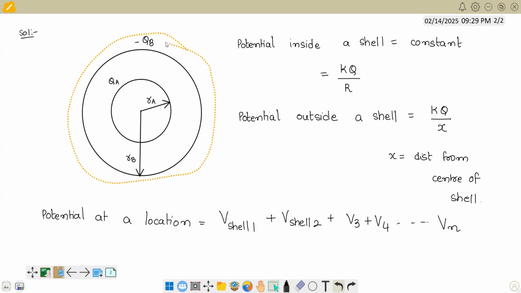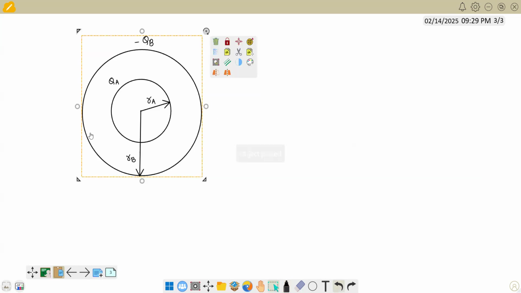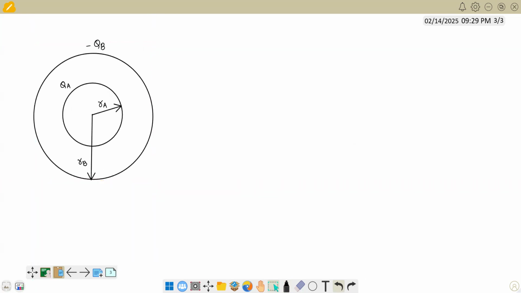Now let us try to solve this problem once we understood this. First, he is saying X is the distance measured from the center of the shell. So let us travel some distance inside the shell. Let us consider some point here. Let me call this point P. Point P is a location X lesser than RA. X is the distance from the center of these shells. For both the shells, the center is same. So X is lesser than RA, lesser than the radius of the first shell.